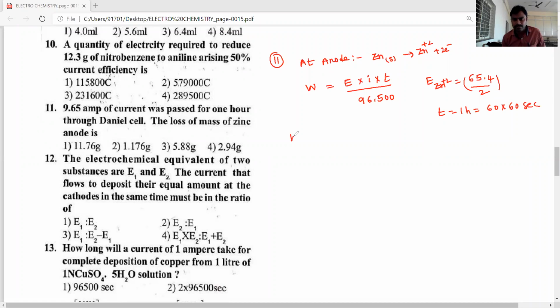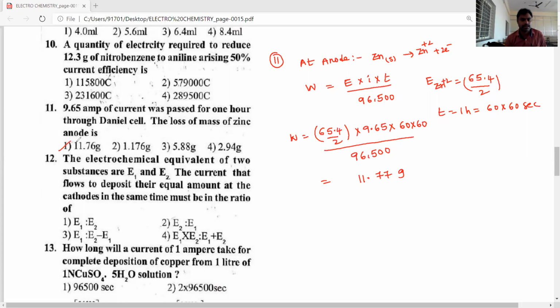Then the weight of zinc lost at the anode is equal to E, 65.4 by 2, into I, 9.65, into 60 into 60, divided by 96,500. Okay, on simplification we will get approximately 11.77 grams.